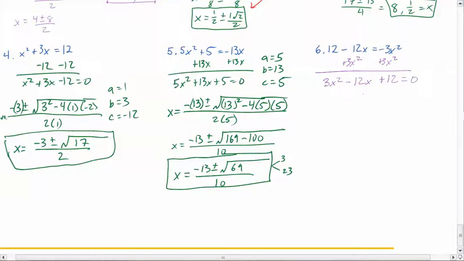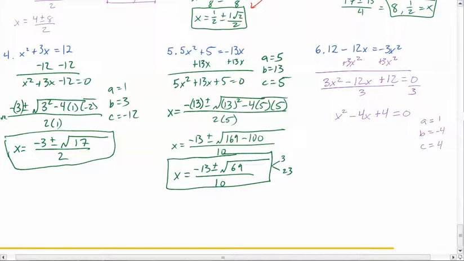Now this time I'm going to cheat a little bit, because I notice that these are all multiples of 3. So I'm going to factor out a 3. Now you can actually factor it out, or you can divide, because it's equal to 0. You can only do this when it's equal to 0. So let's just divide everything by 3, which will leave us with x squared minus 4x plus 4 equal to 0. Now we can identify a as 1, b as negative 4, and c as positive 4.